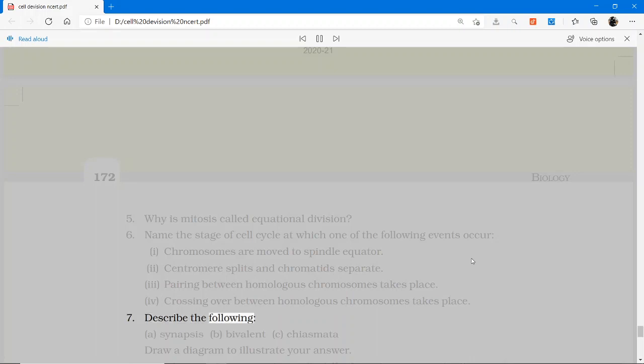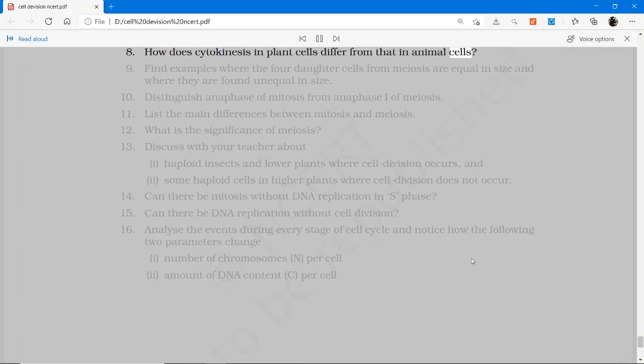7. Describe the following. A. Synapsis. B. Bivalent. C. Chiasmata. Draw a diagram to illustrate your answer. 8. How does cytokinesis in plant cells differ from that in animal cells? 9. Find examples where the 4 daughter cells from meiosis are equal in size and where they are found unequal in size. 10. Distinguish anaphase of mitosis from anaphase I of meiosis.